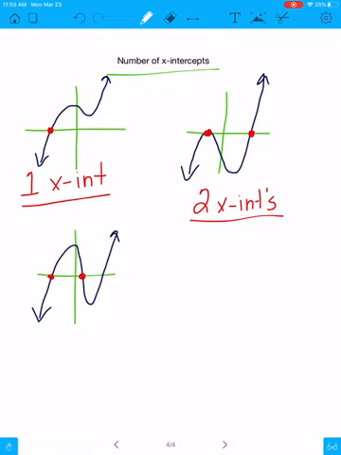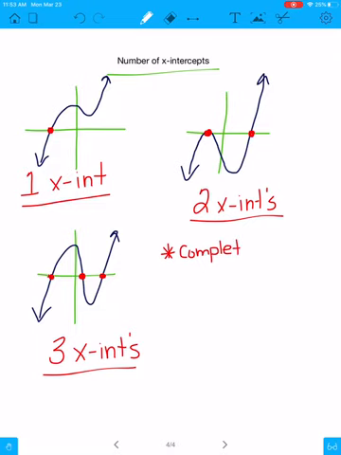Now the maximum number of x-intercepts is equal to the degree. So because this is degree 3, at maximum I could have 3 x-intercepts. Degree 2 would have at maximum 2. Degree 1 has at maximum 1. Okay? In summary, after you're done all of this, you must complete the assignment in classroom.